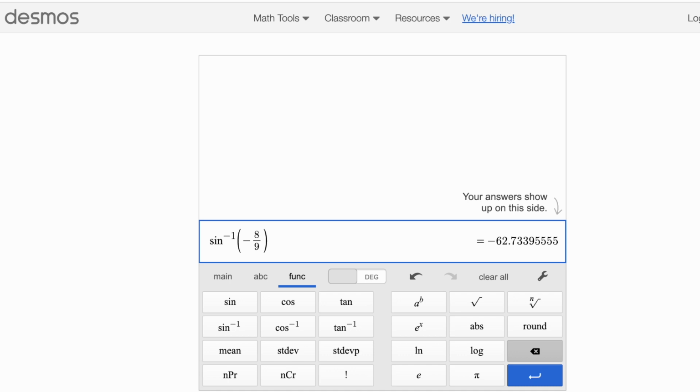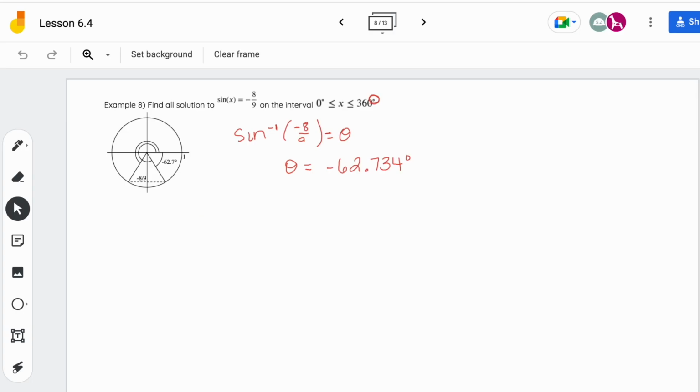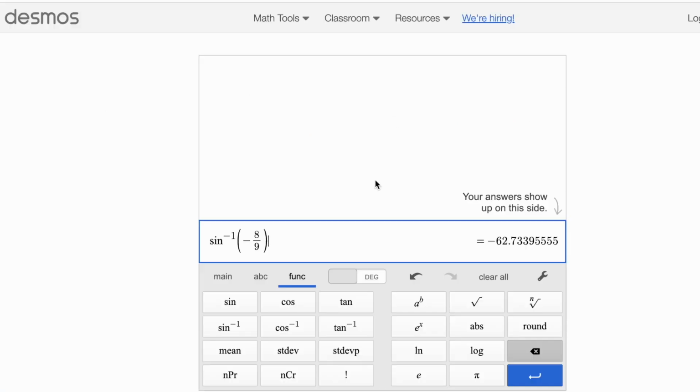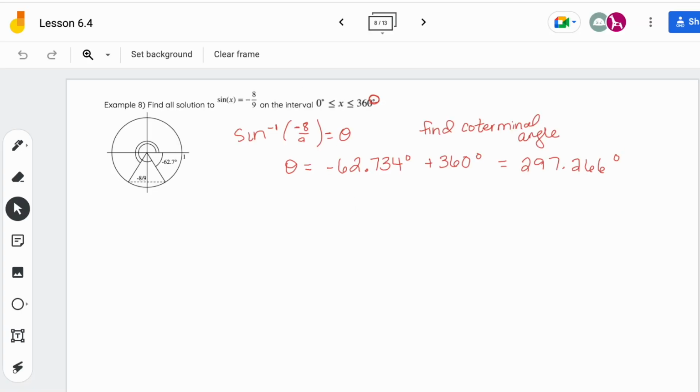We want to know in between 0 and 360 degrees, and this is not in between 0 and 360 degrees, so we would need to also, at this point, add 360 degrees, finding a coterminal angle. So from here, I'll add 360 degrees to that to give me about 297.266 degrees as one of my solutions. Now we need to know what the other solution is.